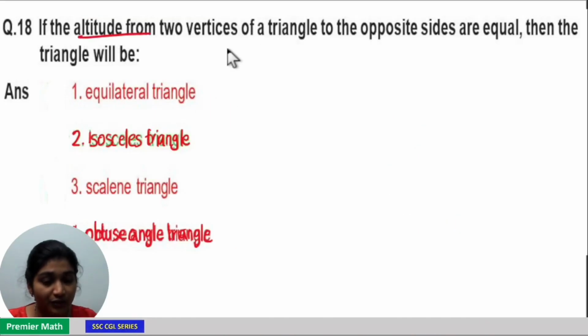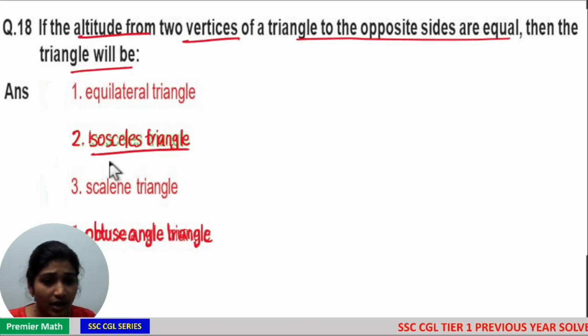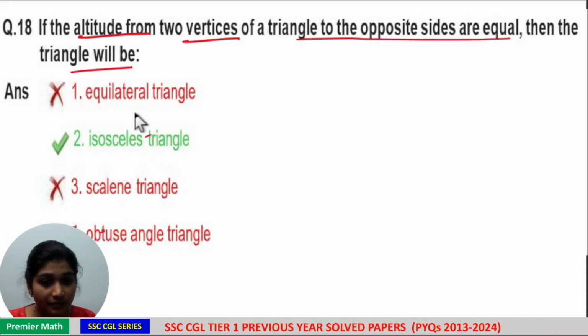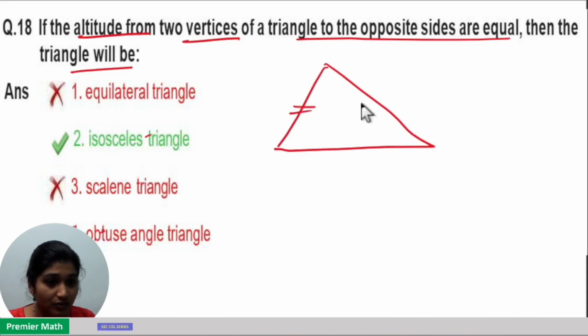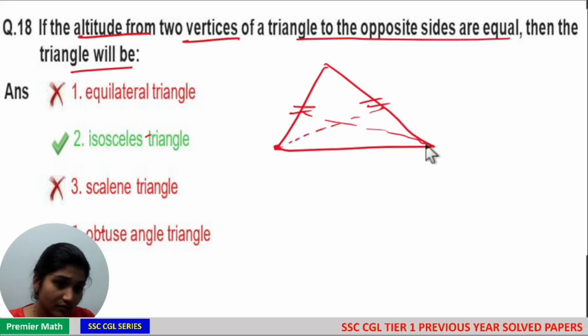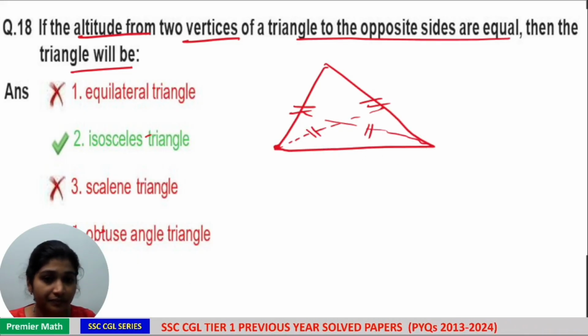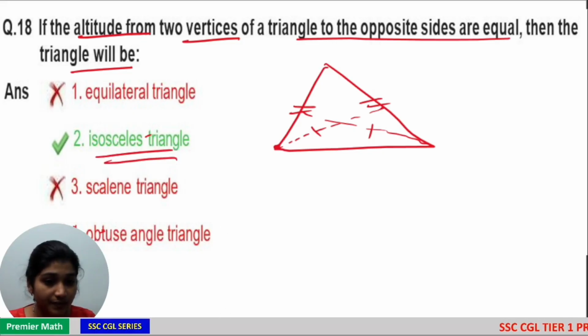If the altitudes from two vertices of a triangle to the opposite sides are equal, then the triangle will be an isosceles triangle. We already know it. Here in an isosceles triangle, two sides are equal. Now the altitudes from these two vertices to the opposite sides are equal. So your answer is isosceles triangle.